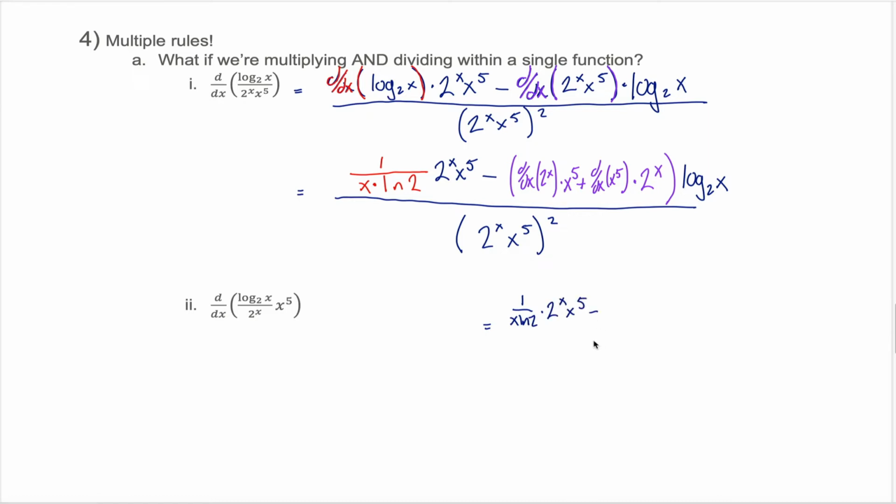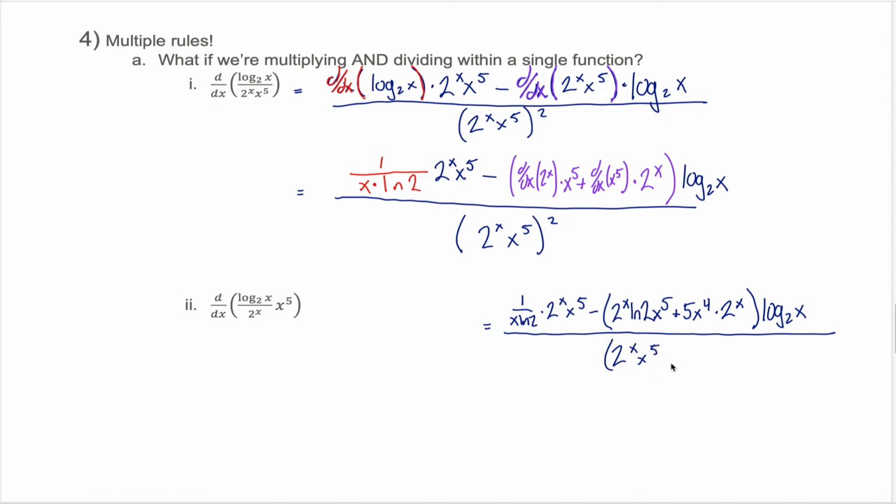From that, I'm subtracting. Be careful with your parentheses. The derivative of 2 to the x is 2 to the x power times the natural log of 2. And then I want to multiply that by x to the 5th power. And then I got to add to all of that the derivative of x to the 5th power, which is 5x to the 4th power, times 2 to the x power. And then don't forget this log base 2 of x that's kind of hanging out here. And then don't forget to divide this entire mess by 2 to the x power times x to the 5th power squared. Wow, that's kind of crazy.